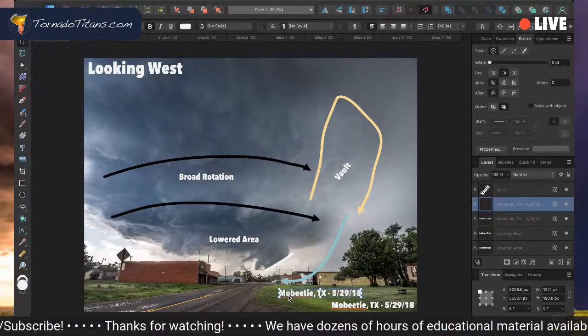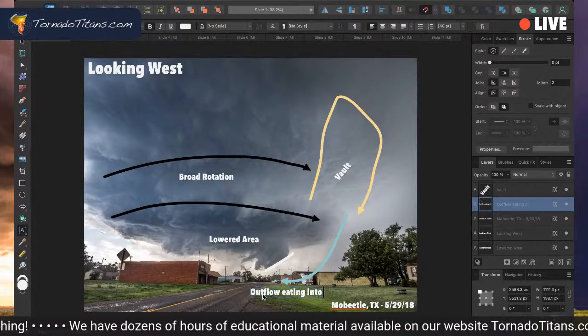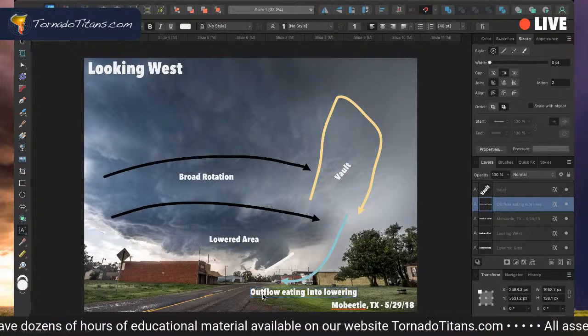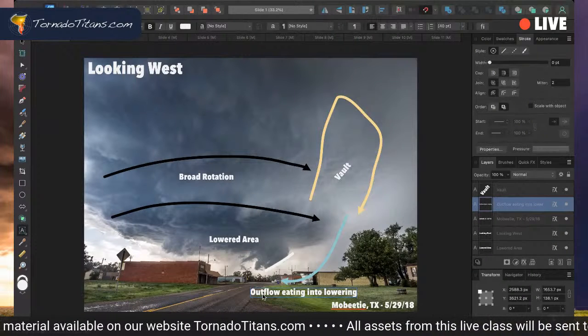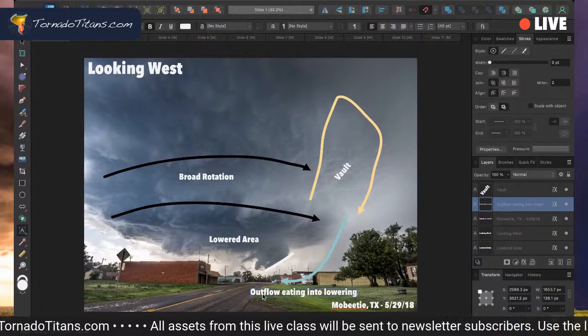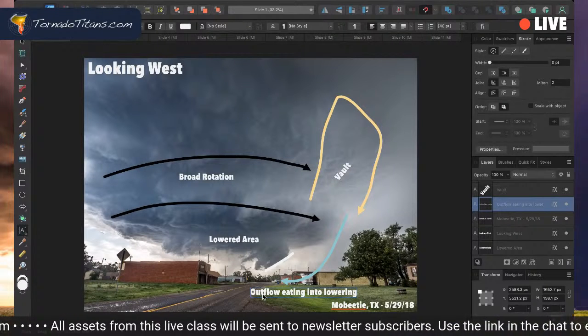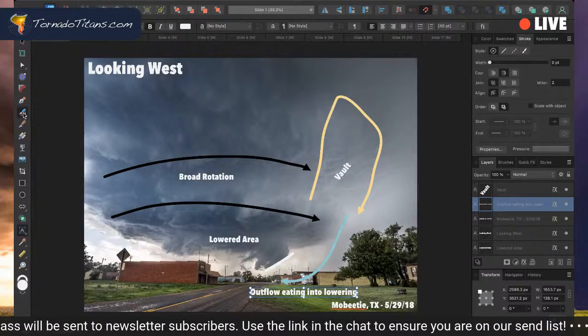There was a lot of outflow. It was eating into the lowering, is how I'm going to call this right here. And that kept the storm from really ramping up for about the next 30 minutes or so until this got into balance a little bit better. And you can see something here I want to point out on the back side of this storm.